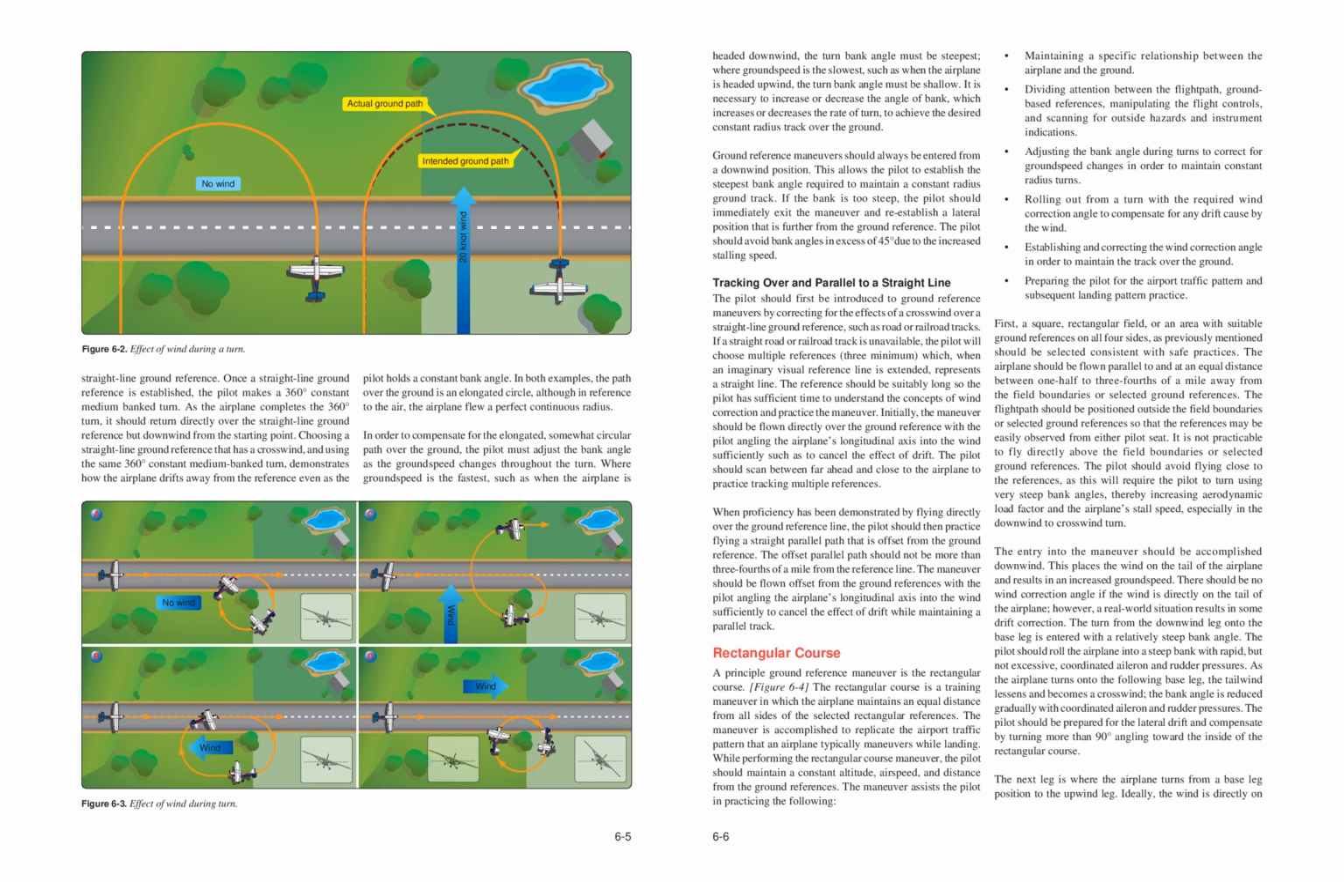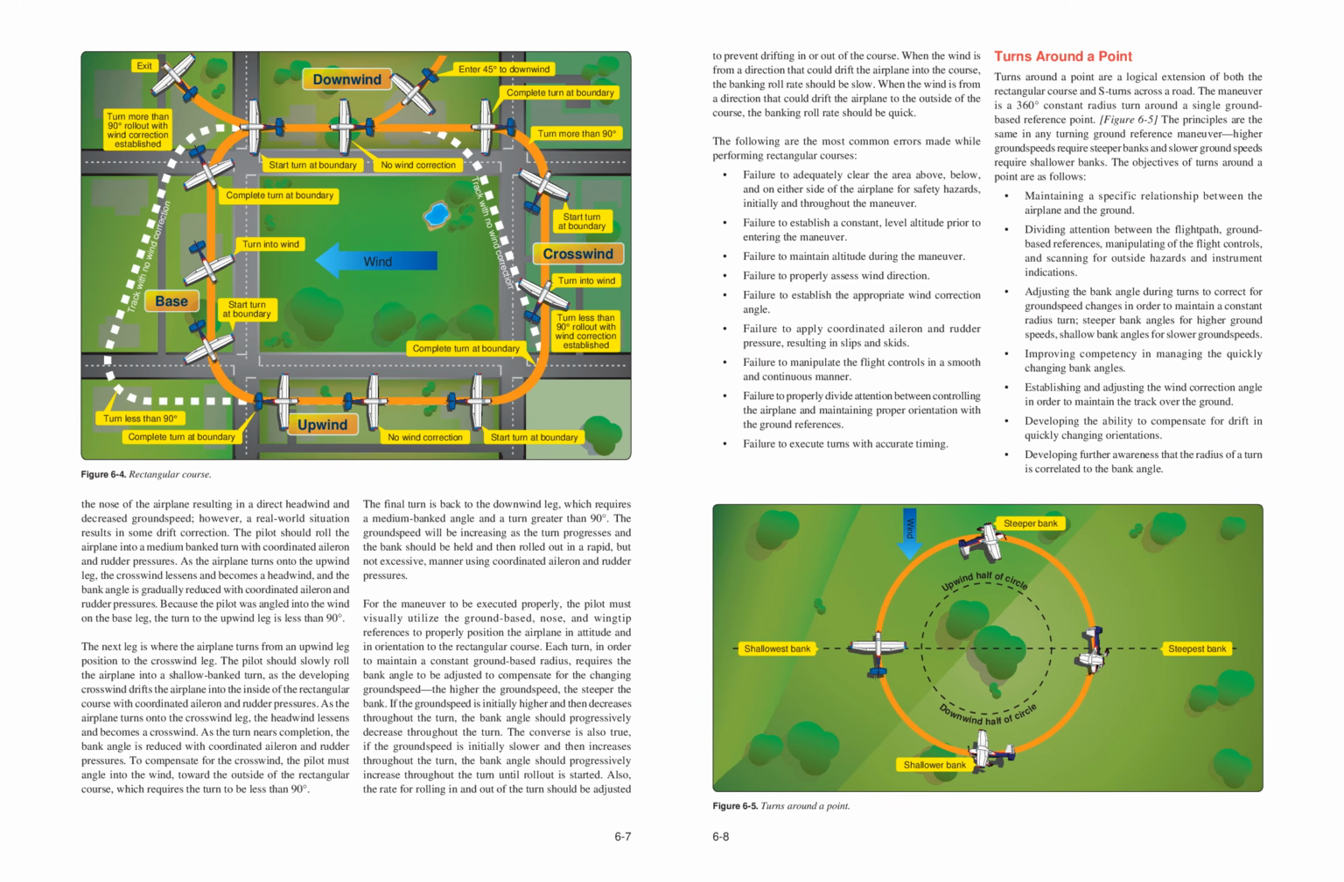The next leg is where the airplane turns from a base leg position to the upwind leg. Ideally, the wind is directly on the nose. Turn more than 90 degrees, roll out with wind correction.